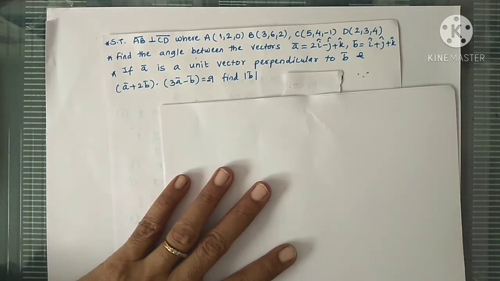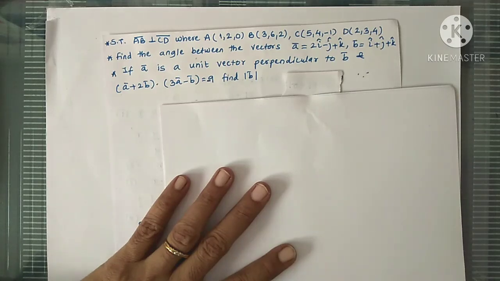Find the angle between the vectors a bar and b bar. For this use cos theta as a bar dot b bar upon modulus a into modulus b. And the last one: a bar is a unit vector, that means its modulus is 1. And the next information given is it is perpendicular to b bar, that means a bar dot b bar is 0. And a bar plus 2b bar dot 3a bar minus b bar equal to minus 9. Find modulus of b bar.